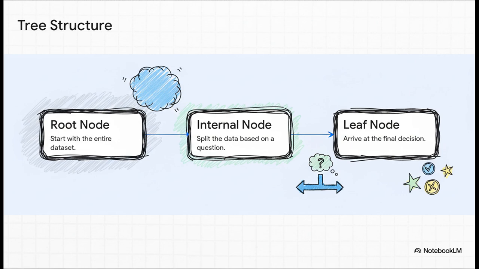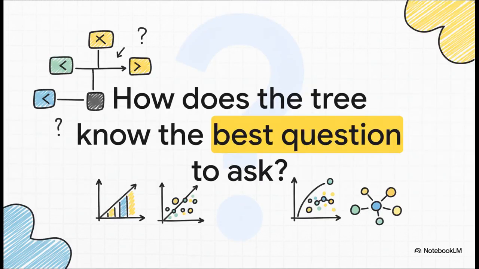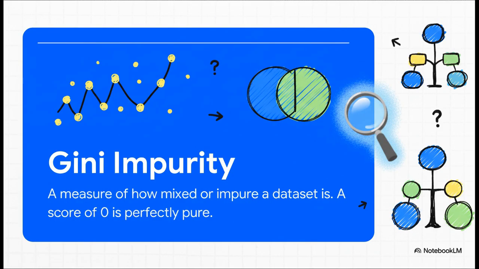Then, the tree asks a question that splits that data into smaller groups, creating what we call internal nodes. This just keeps happening, splitting and splitting until you finally reach a final answer at the bottom, which is a leaf node. But here's the magic part, right? How does the algorithm figure out the best questions to ask and in what order to get to the right answer? Well, it uses a clever metric called Gini impurity.